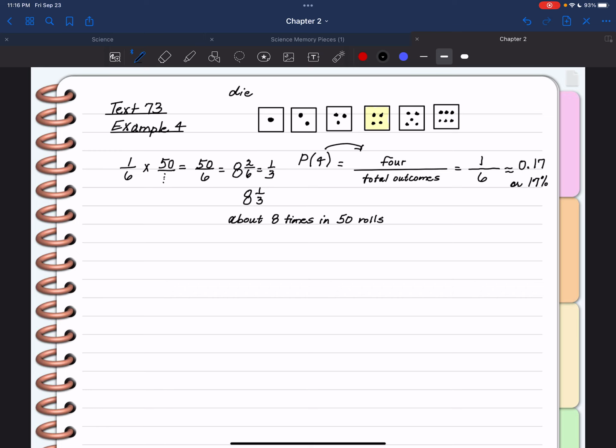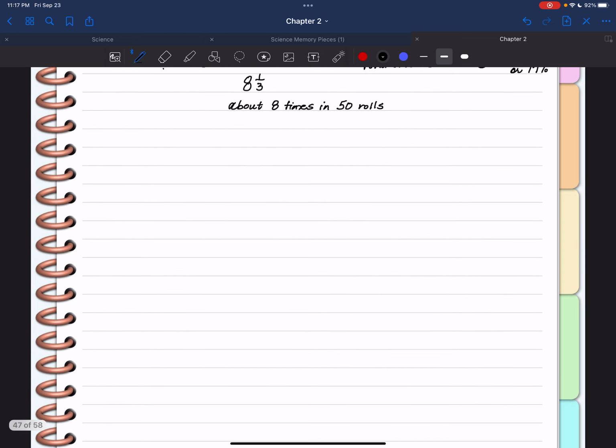This is an example of theoretical probability. In theory, this is what is likely to happen. Can I guarantee it's going to happen? No, I can't. But it's worth a try. Take a die that you might have lying around at home and just see. Roll it 50 times and keep track of how many times the 4 will come up and see if it compares.